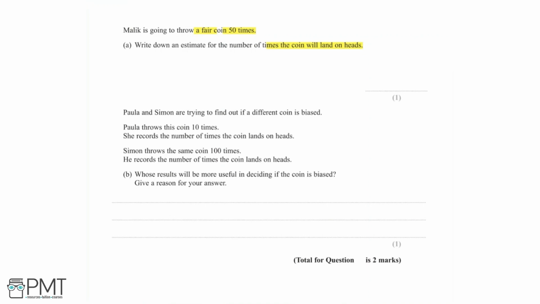And so the probability that the coin will land on tails would be 1/2, and the probability that the coin will land on heads will also be 1/2. And so we've written here that probability of the coin landing on heads is equal to 1/2. Now if Malik throws this fair coin 50 times, we can find the estimate for the number of times that the coin will land on heads by doing 1/2 multiplied by 50, which will give us an answer of 25. And so we've found that an estimate for the number of times that the coin will land on heads is equal to 25.